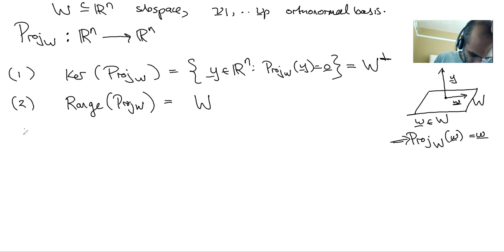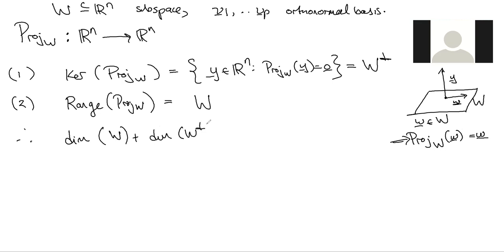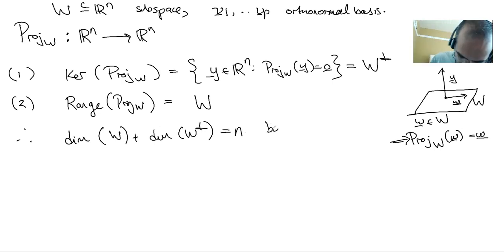And so you can draw many conclusions from this. One interesting one is, what's the sum of the dimensions of these things? N. Yeah, it has to be N by rank nullity. Right, so if one of them is big, the other has to be small. So we use this fact in this.